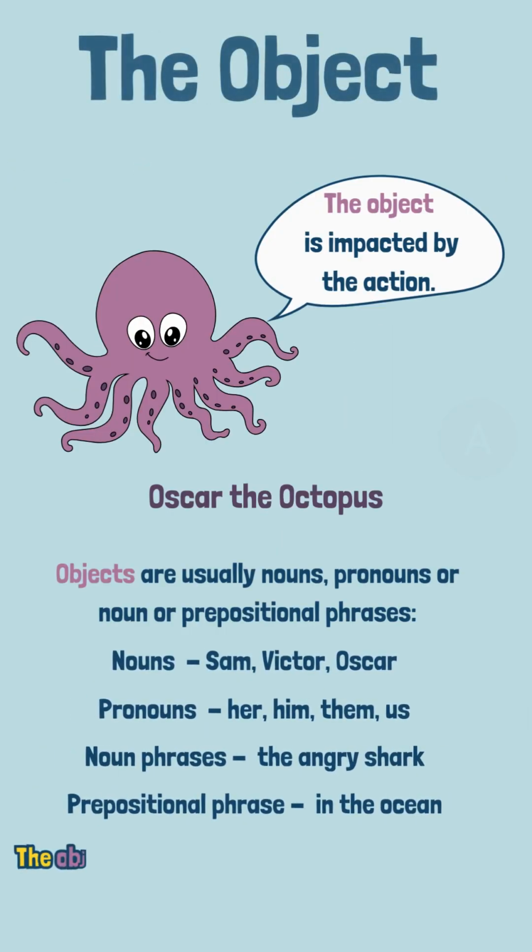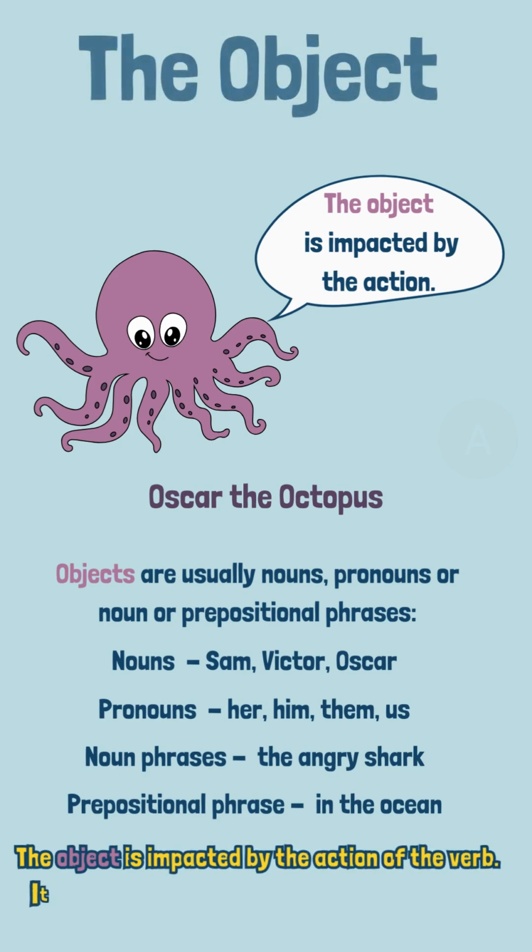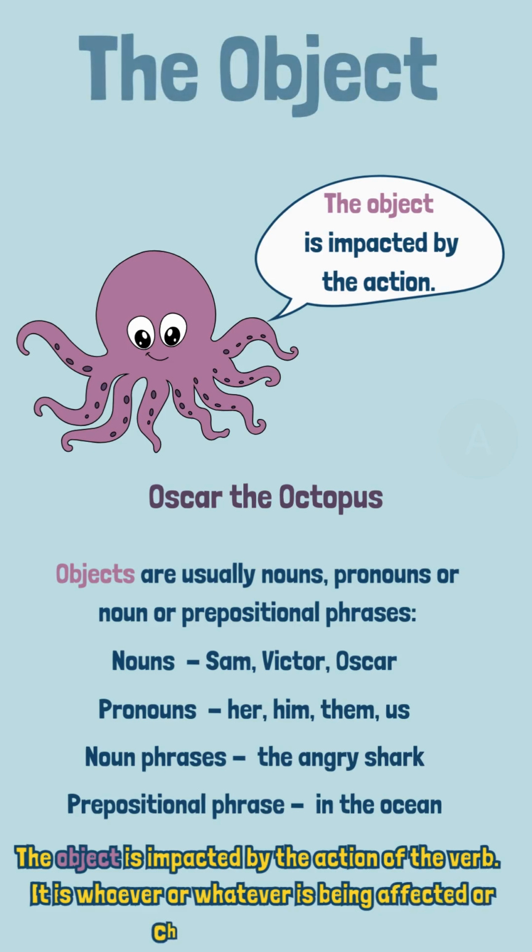It's now time to meet Oscar the octopus, and his job is to teach us about the object of a sentence. And the most important thing to remember is that the object is impacted by the action of the verb. So basically, it is whoever or whatever is being affected or changed by the verb. And objects will usually be nouns, pronouns, noun or prepositional phrases.